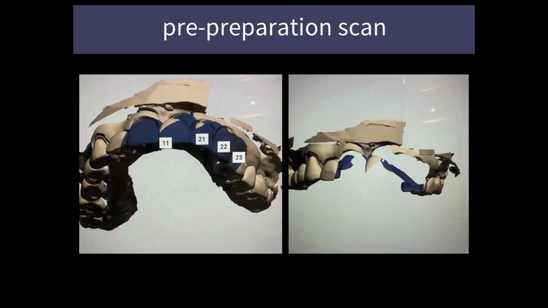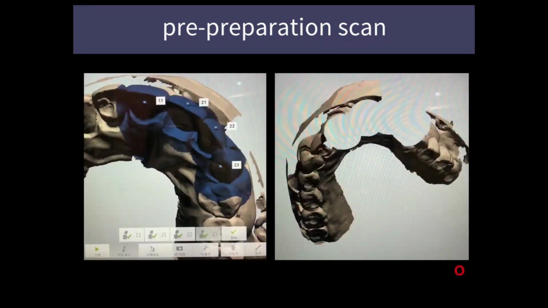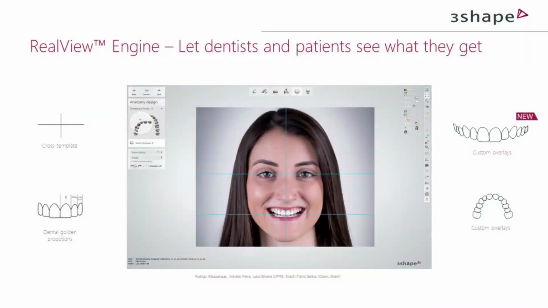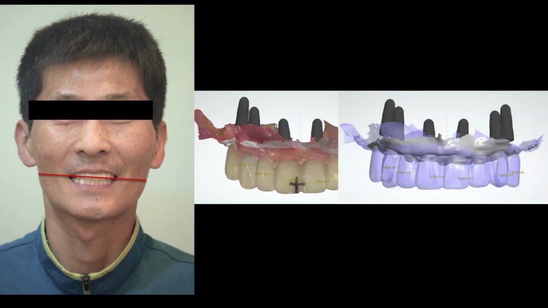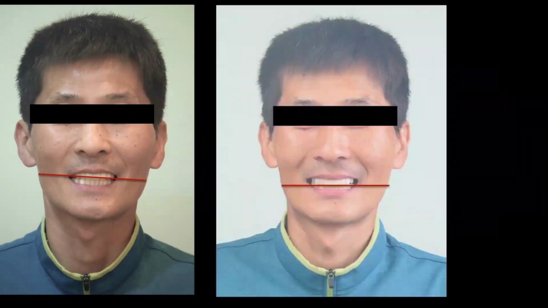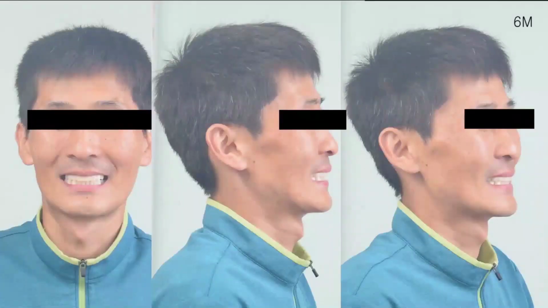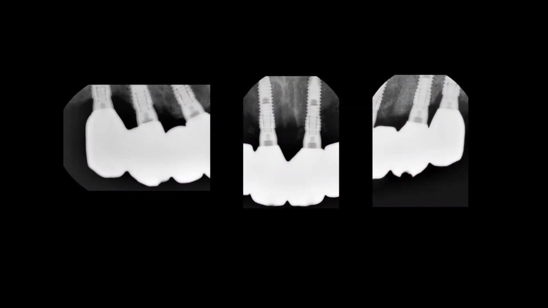If you see here, we just delete the part with the teeth, and we can do all of this in this step of the process. And in 3Shape, there is this mode we can go into called Real View Engine, where we can combine the scan with an image of the patient's face. And through this, we can readjust the occlusal frame and redo the provisional to give to the patient. This here is the image 6 months later, and you can see how precise the fit is through the radiograph image.